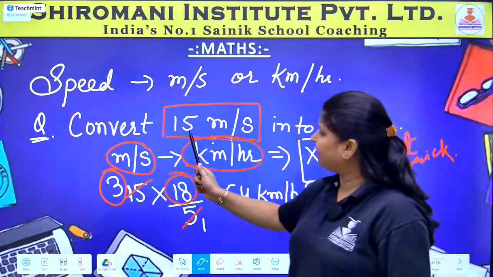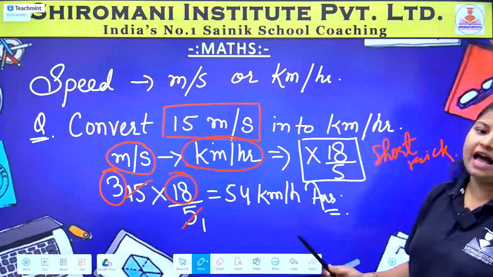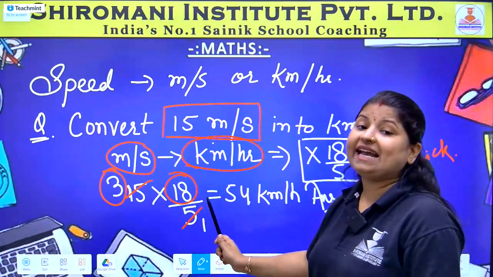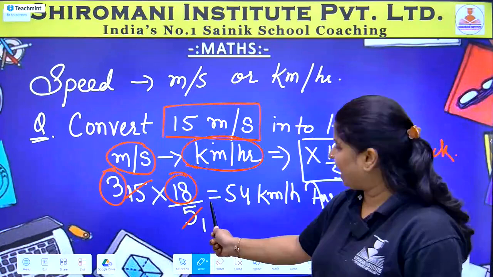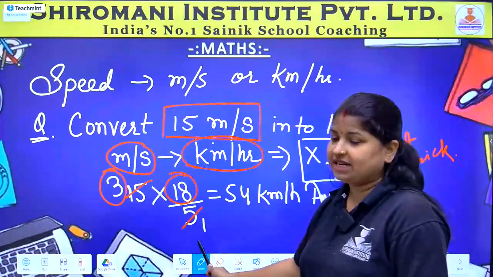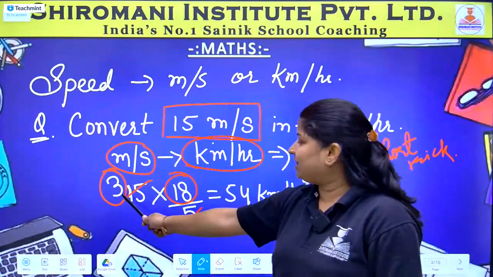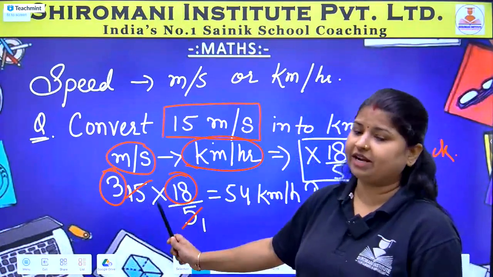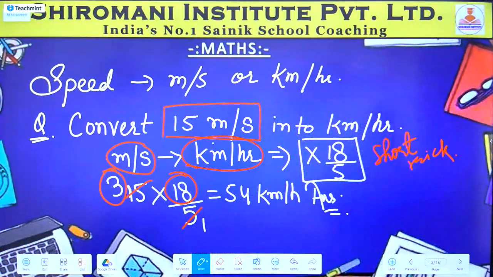I had 15 meter per second into kilometer per hour. So I will multiply this 15 by 18 upon 5. So 15 into 18 by 5. I will simplify it. 5 1 is 5. 5 3s are 15. I am left with 3 and 18 in the numerator. So 3 into 18 is 54 kilometer per hour.